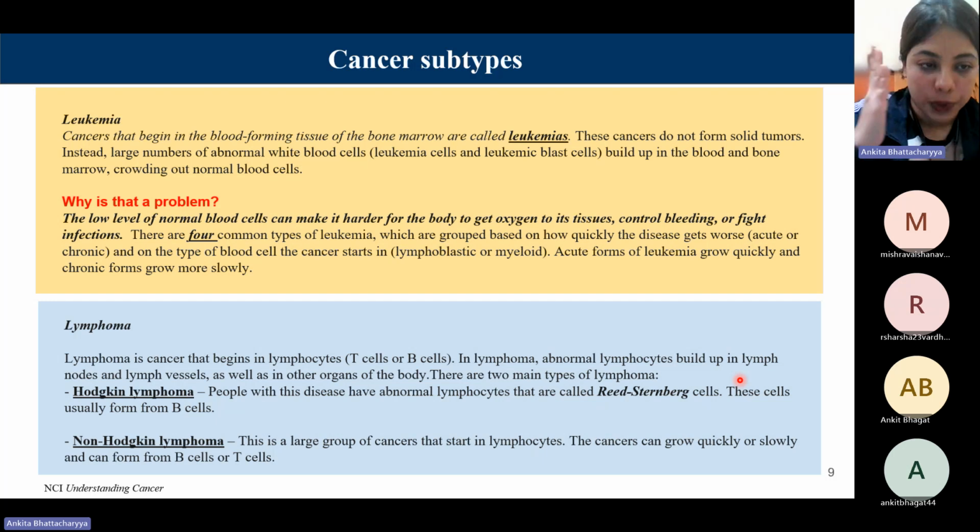Next, we came to leukemia. Leukemia is of four types based on how acute or how chronic it is. And finally, we learned about lymphoma as well, whereby lymphocytes, which are the T cells and B cells, increase rapidly in number. And majorly, they are of two types. There is Hodgkin's and non-Hodgkin's lymphoma. So that sums up what we have discussed till now.